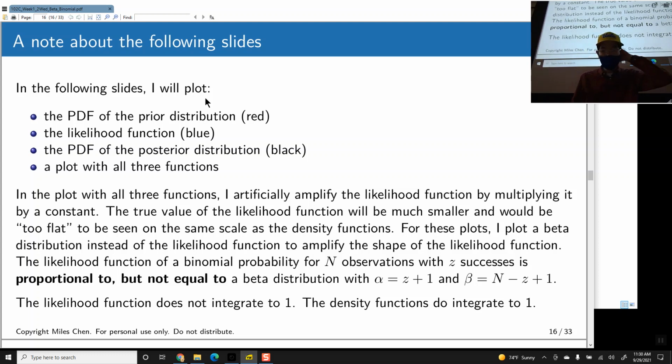I've got a whole bunch of plots to illustrate the relationship between the prior distribution, the likelihood, and the posterior distribution. The prior distribution will be plotted in red. The likelihood function will be plotted in blue. The posterior distribution, which is the resulting distribution of the parameter theta after we observe the data, will be plotted in black. And we'll have a plot with all three functions combined.